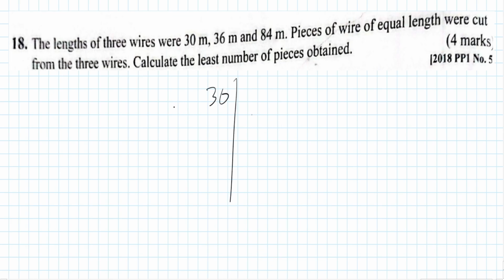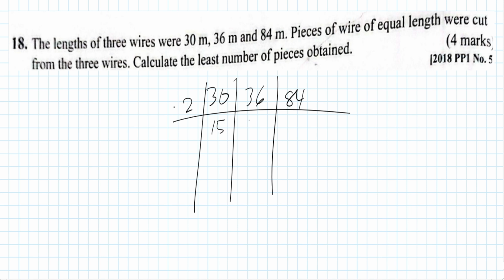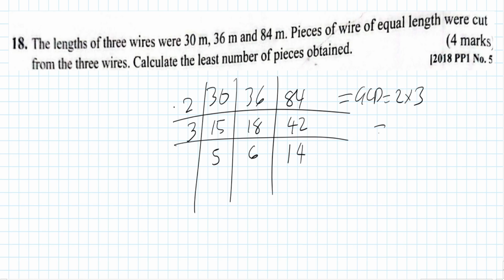So the GCD of 30, 36, and 84. Let's divide by 2, which gives you 15, 18, 42. Now you need to think of a number that you can divide into 15, 18, and 42. That is 3. So this gives you 5, 6, and 14. And I think that's the stop of that. So the GCD is going to be 2 times 3, which is 6.